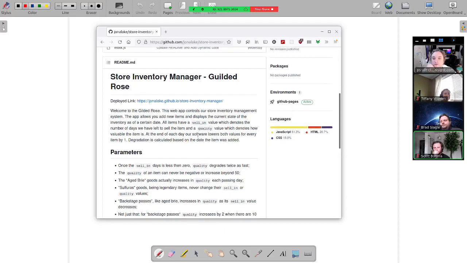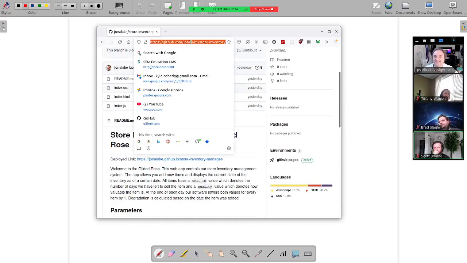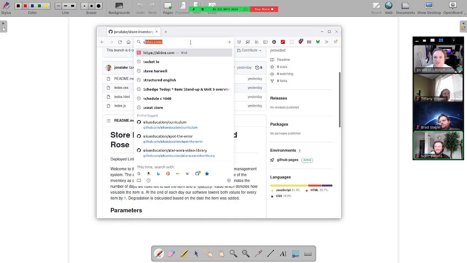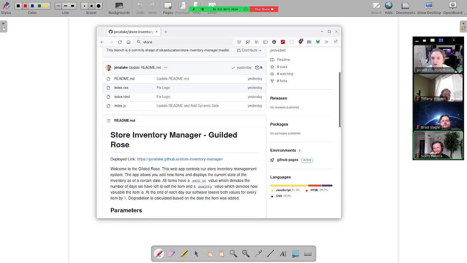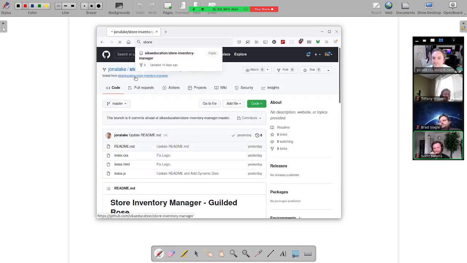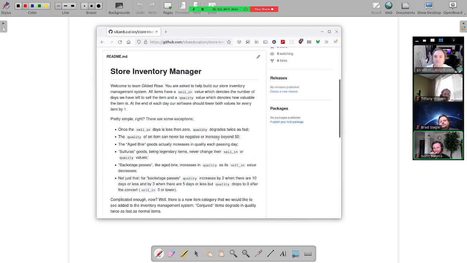So I'm looking at John's. Say this is a finished one. Why is John Lake on here? Let me pull up the original. Maybe it was forked. There we go. All right, there we go.